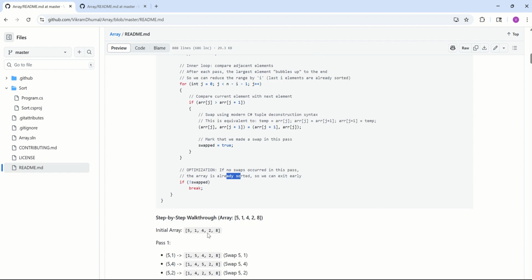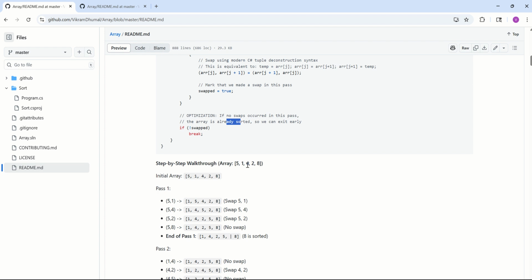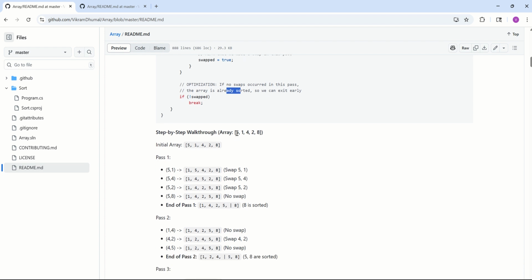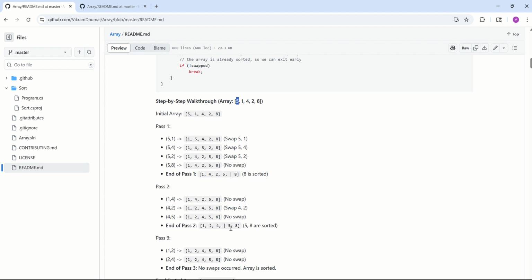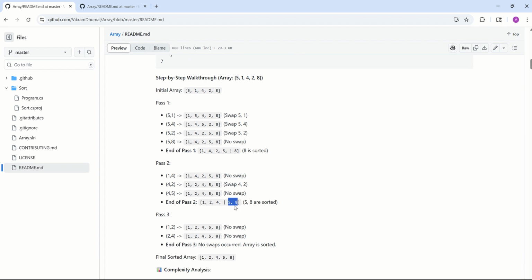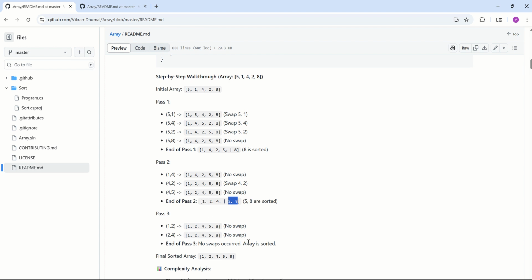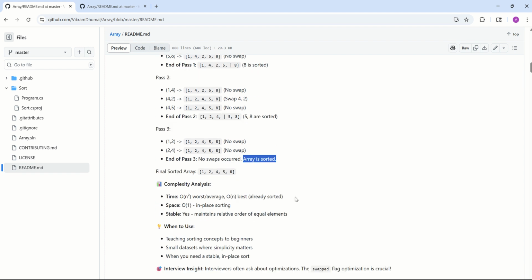Now let's go through a step-by-step example by taking the array 5, 1, 4, 2, 8. Let's find the largest element, which is 8 in this case. In the first pass, it will find its right position. It will get bubbled up towards the end, where it is already at the end to start with, but now 8 is in a secured position and 8 is sorted. The same way, it will find the next largest element 5, and now 5 and 8 are bubbled up towards the end and both are sorted. It will continue to do so one by one until there are no further swaps possible, in which case it means the array is already sorted.